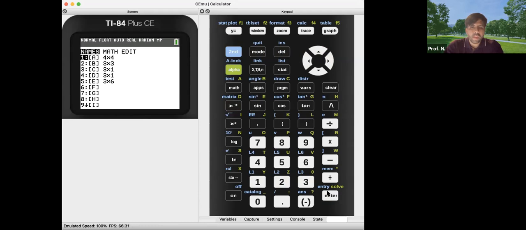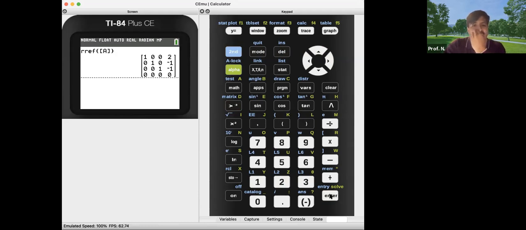And I stick that matrix into that function and I get this. So let's interpret what this is saying. This is 1, 0, 0, 2. This is 0, 1, 0, -1. This is 0, 0, 1, -1. And I get a row of zeros in the bottom.